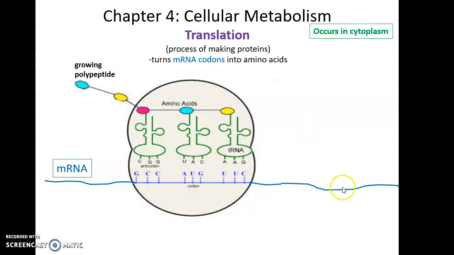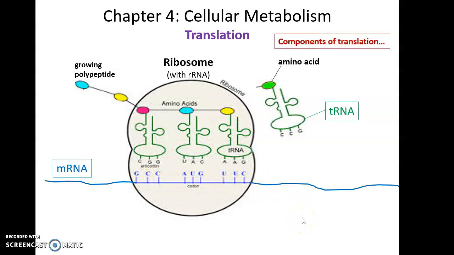So here's the messenger RNA with its sequence. Here is some of its codons. Here's the ribosome. Ribosome possesses rRNA. We, of course, have amino acids that we're going to need, and also tRNAs. So it is the tRNAs, the transfer RNAs, that bring the amino acid to the ribosome.